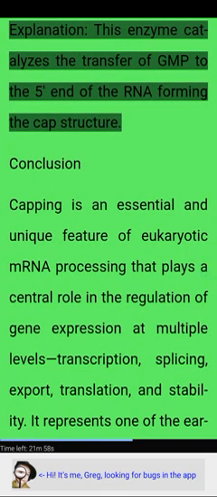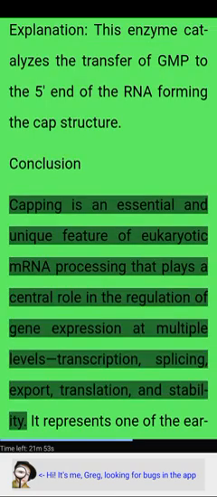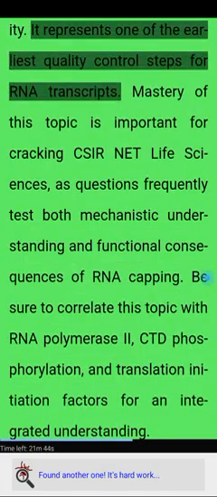Explanation. This enzyme catalyzes the transfer of GMP to the 5' end of the RNA in the cap structure. Conclusion. Capping is essentially a unique feature of eukaryotic RNA processing that plays a central role in the regulation of gene expression at multiple levels: transcription, splicing, export, translation, and stability. It represents one of the earliest quality control steps for RNA transcripts.